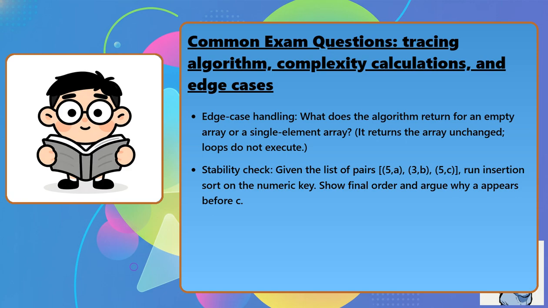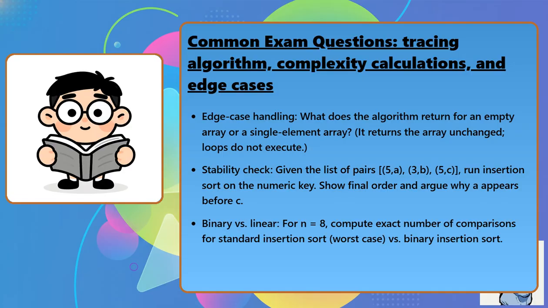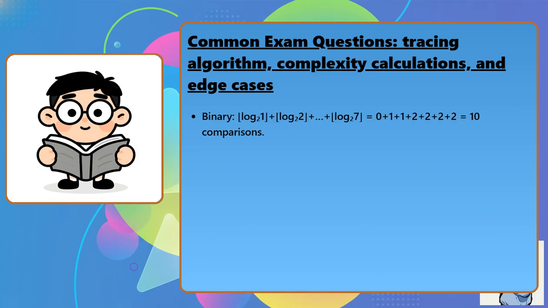Stability check: given the list of pairs 5A, 3B, 5C, run insertion sort on the numeric key. Show the final order and argue why A appears before C. Binary versus linear: for n equals 8, compute the exact number of comparisons for standard insertion sort worst case versus binary insertion sort. Standard: 1 plus 2 plus 3 plus 4 plus 5 plus 6 plus 7 equals 28 comparisons. Binary: floor log base 2 of 1 plus floor log base 2 of 2 plus up to floor log base 2 of 7 equals 0 plus 1 plus 1 plus 2 plus 2 plus 2 plus 2 equals 10 comparisons.